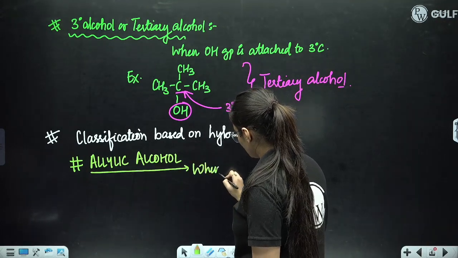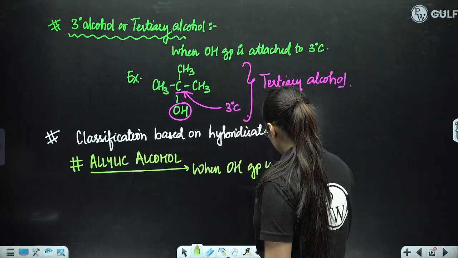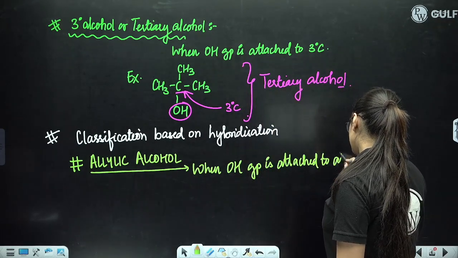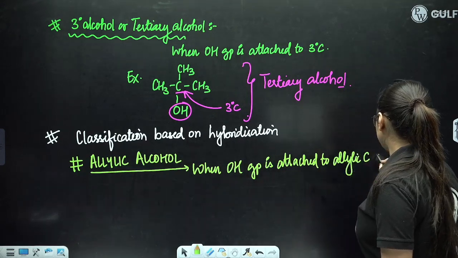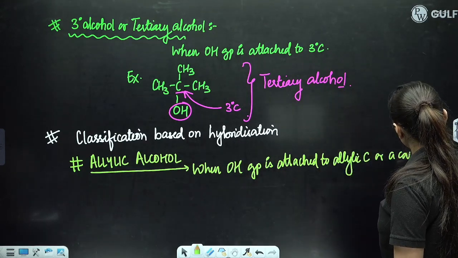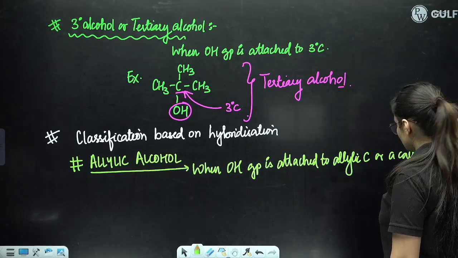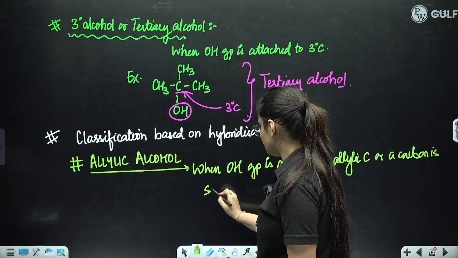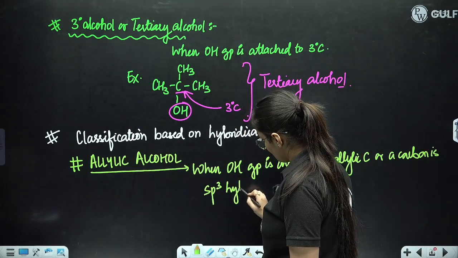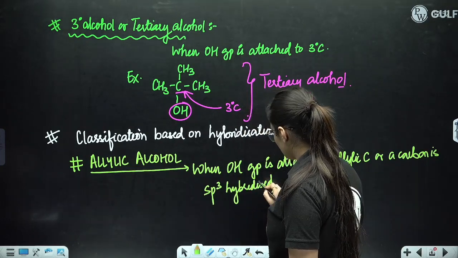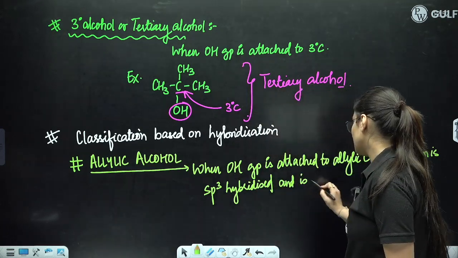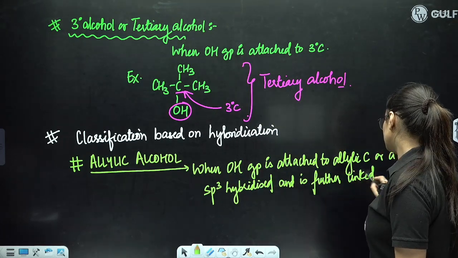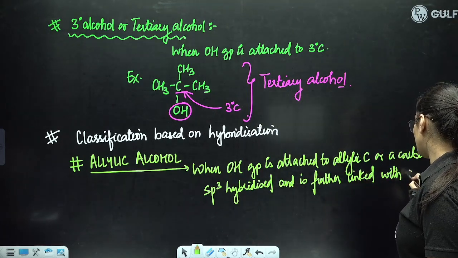When the OH group is attached to an allylic carbon, or if you want to define it, a carbon which is sp3 hybridized and is further linked with a double bond carbon atom.